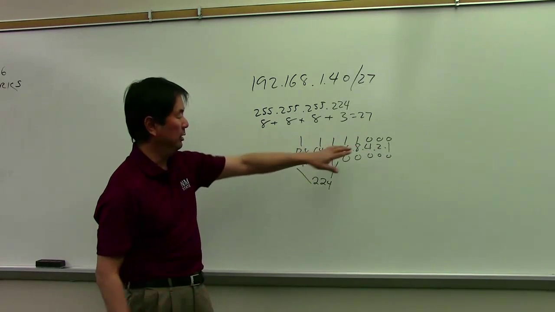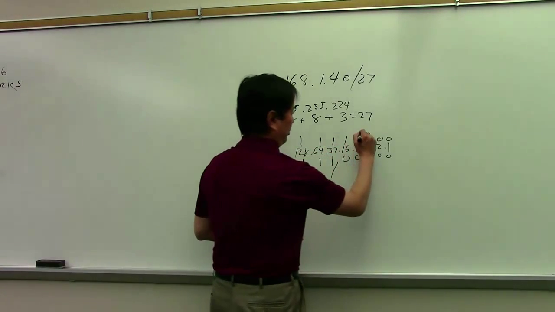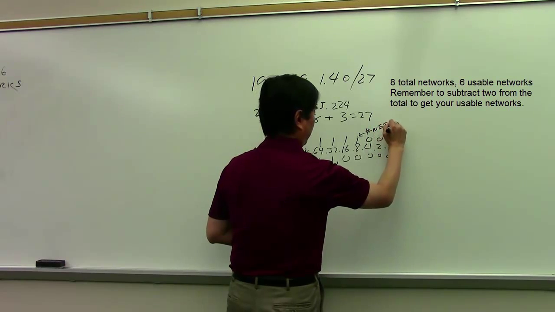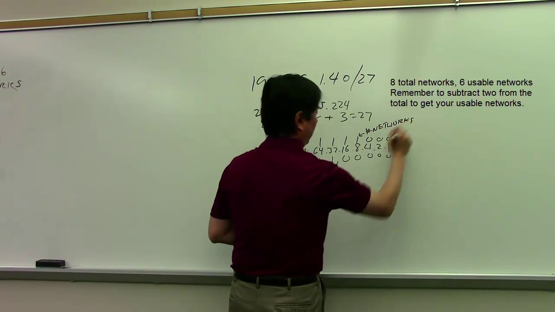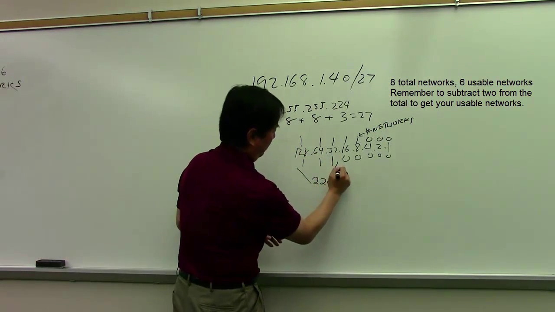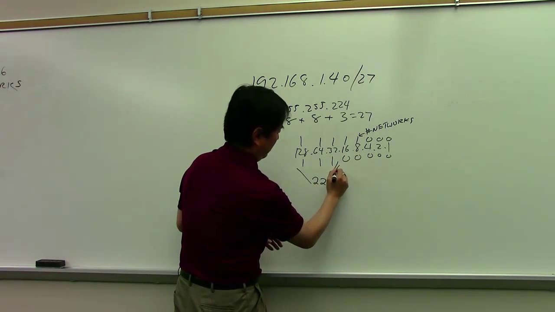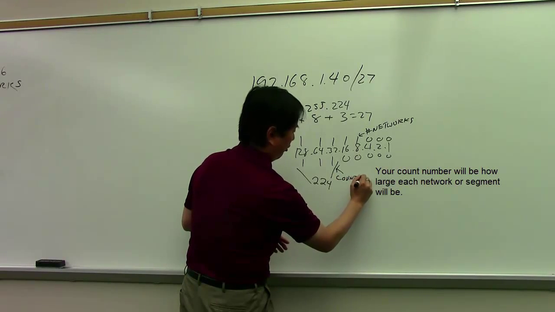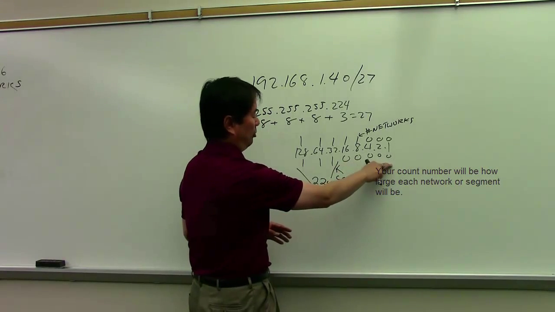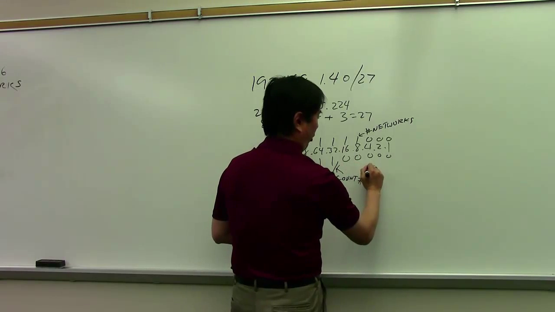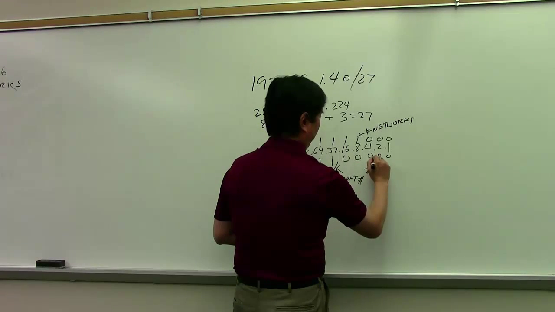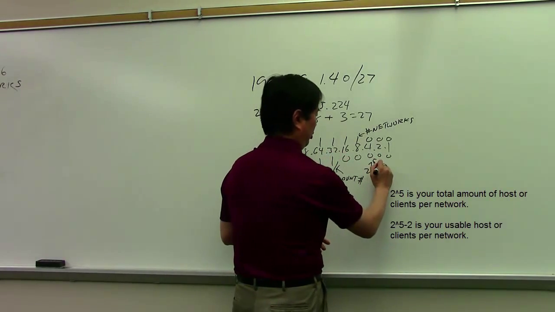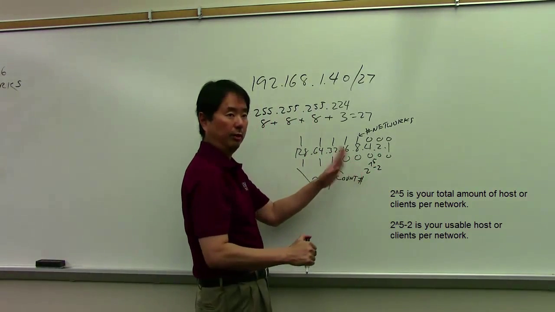Now what we have here is what this top actually represents. This is going to be your number of networks that you have. This number here is going to indicate your count number, and I'll go over that in a second here. And these 5 numbers here indicate your power number. So 2 to the power of 5 is going to be your total amount of hosts. 2 to the power of 5 subtract 2 is going to be your usable host, and I'll cover that here.